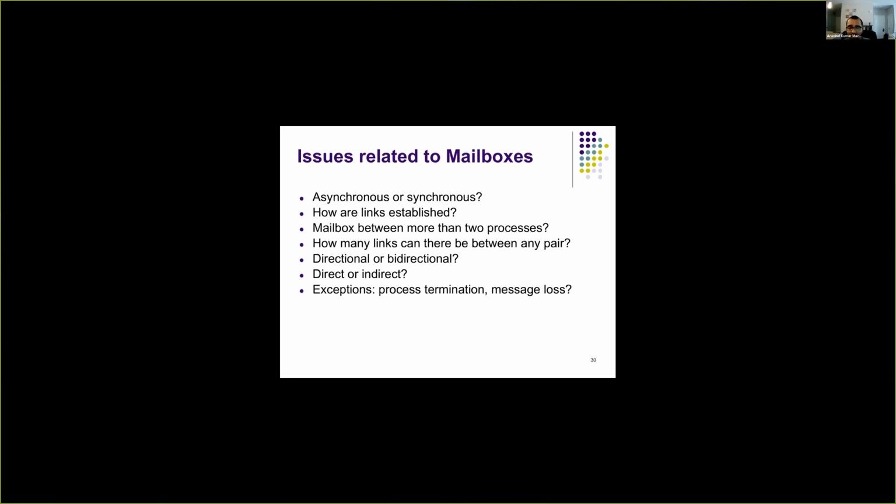So there are many issues related to the mailboxes, right? And one of the interesting issues is exceptions. Like, what happens when a process terminates? What happens when the sending process terminates? Or what happens when the message is lost? Because imagine if the processes that are communicating are across a network. The message that is sent could be lost because of network issues, or the process that sent the message could terminate. Similarly, the process that is supposed to receive a message could terminate. So what happens in these conditions?